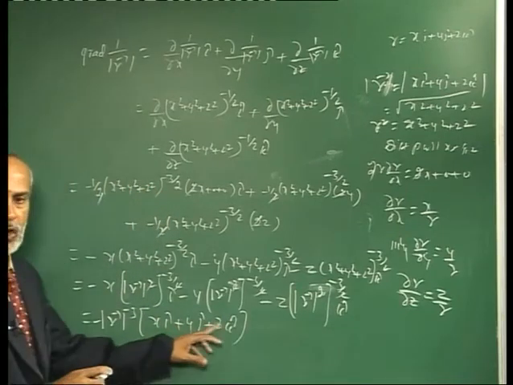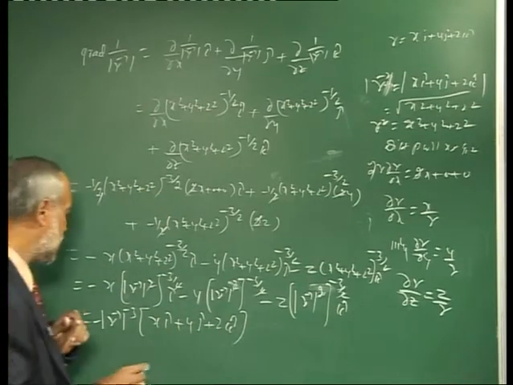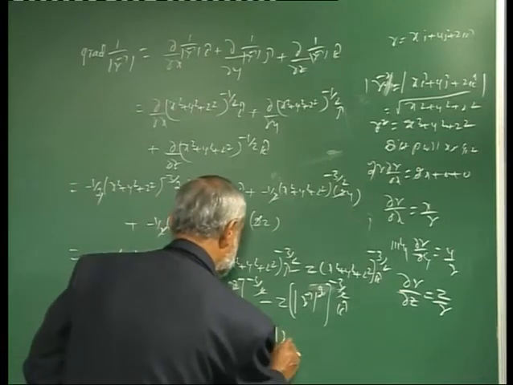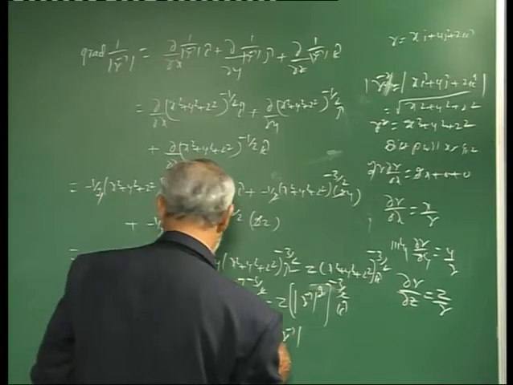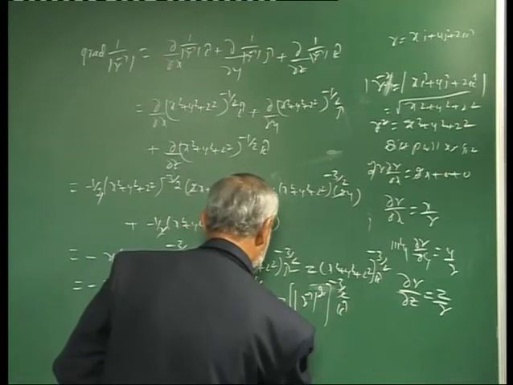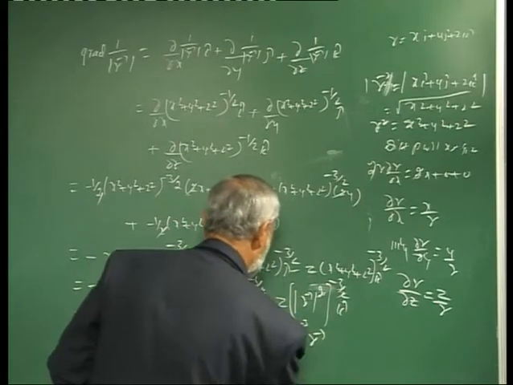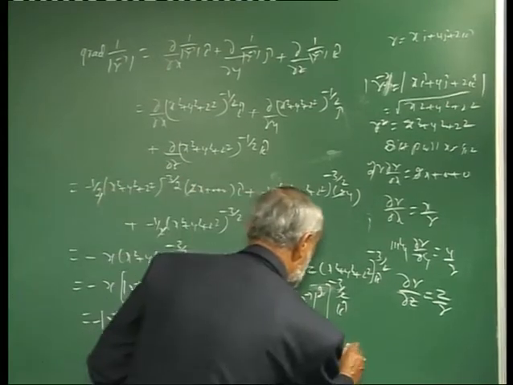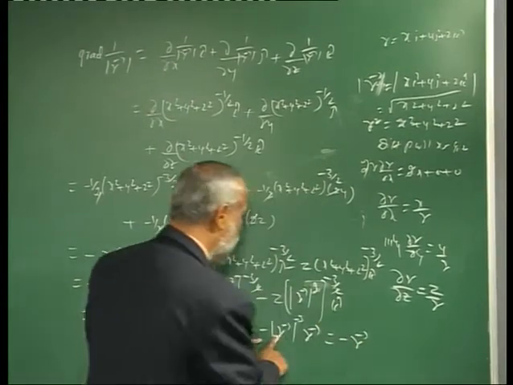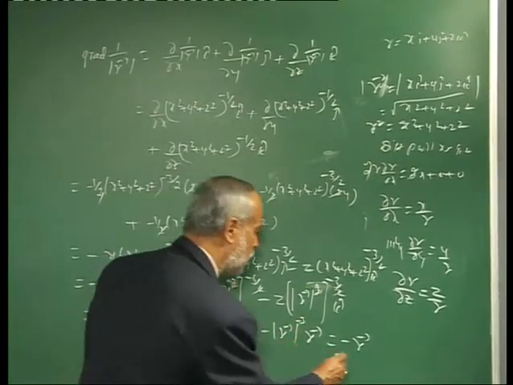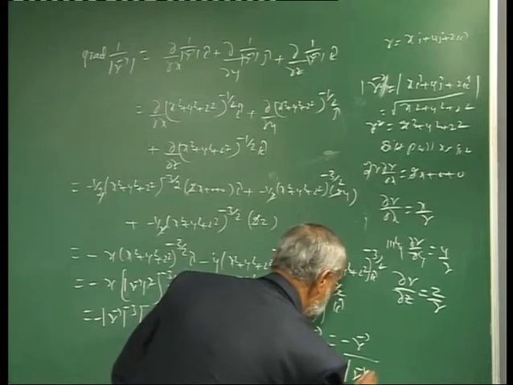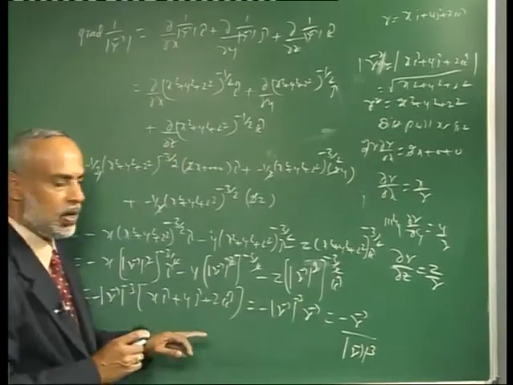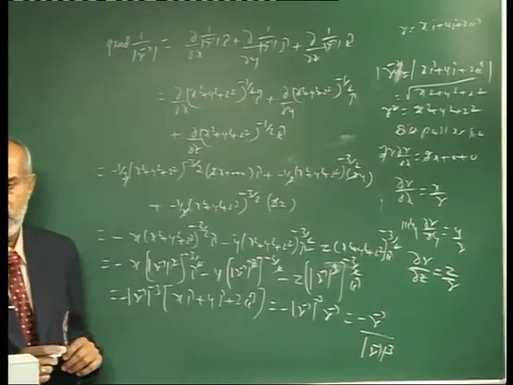Then x i vector plus y j vector plus z k vector is r vector. This is equal to minus modulus of r vector to the power of minus 3 into r vector. This is equal to minus r vector, and modulus of r vector to the power of minus 3 can be written as 1 by modulus of r cube. This is the required result, the first one.